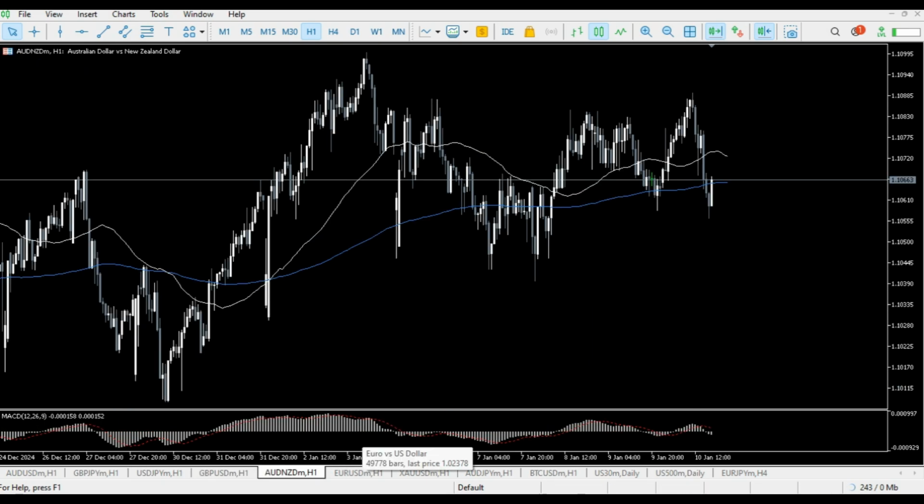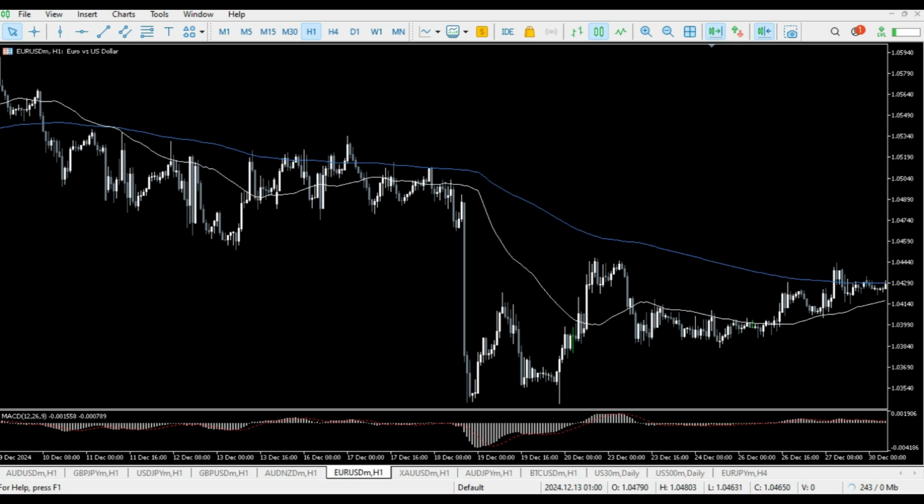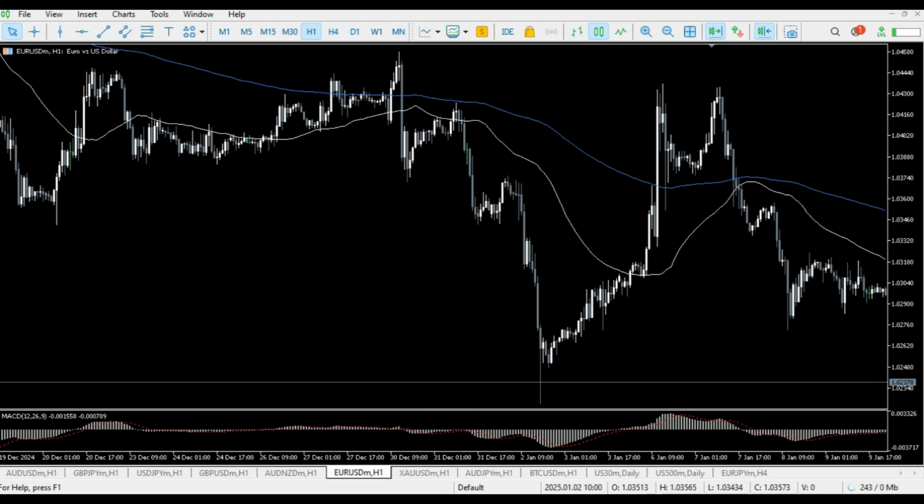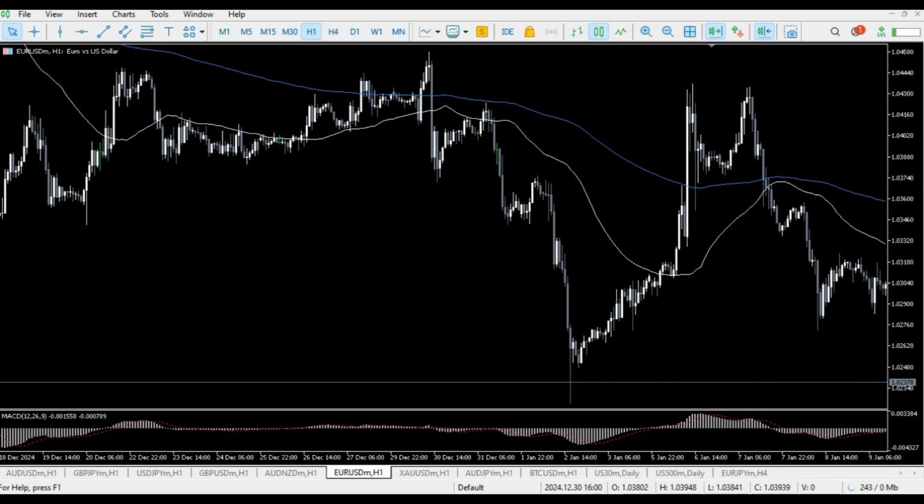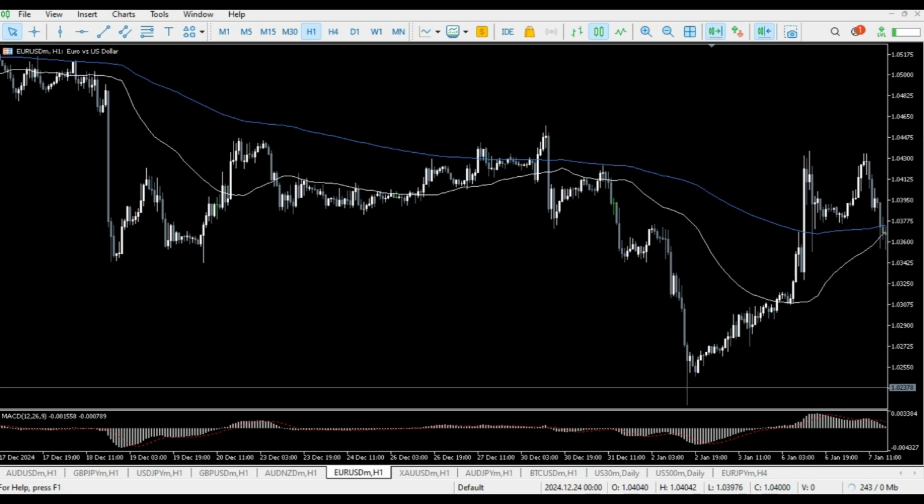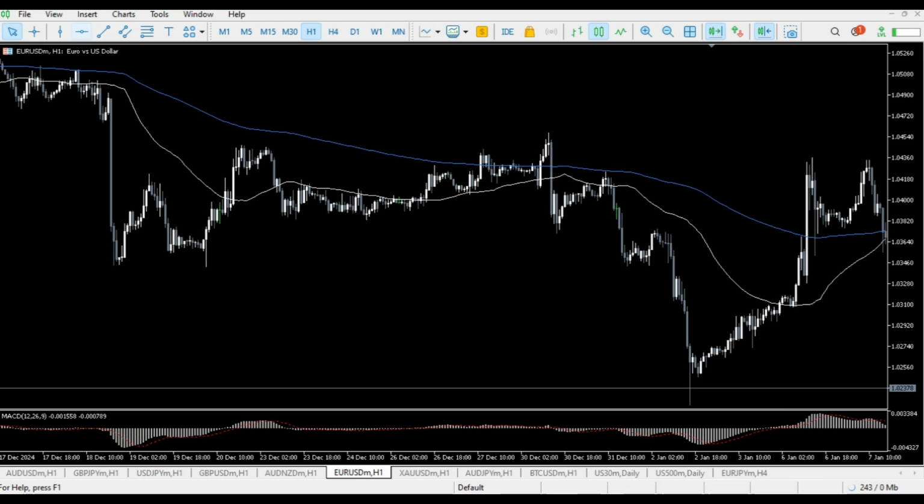Let's continue with AUD USD. AUD USD moved on pretty well. This is a majorly traded pair, a heavily traded pair in the world. Let's see how it initiated over here. This is a recap on EUR USD.